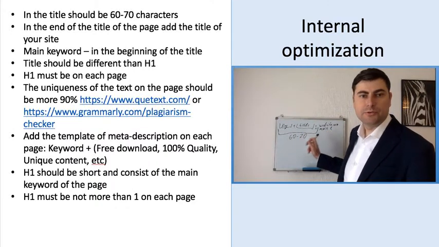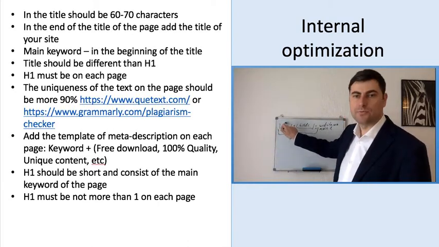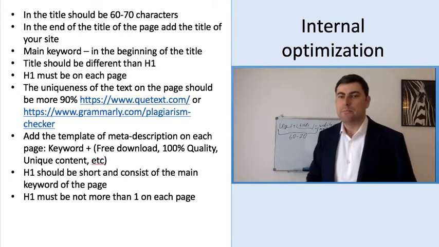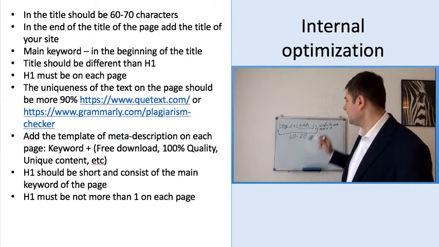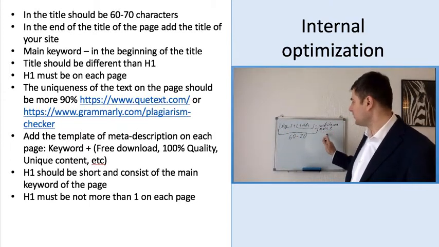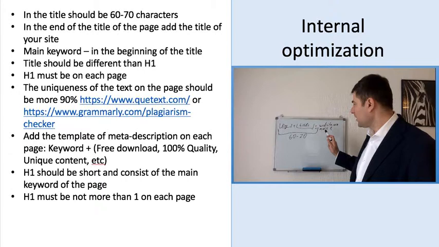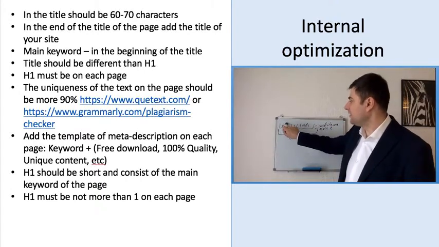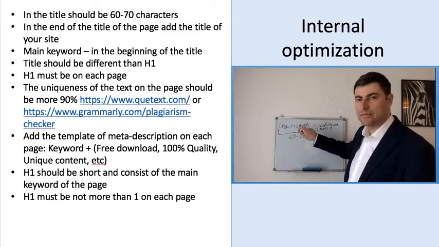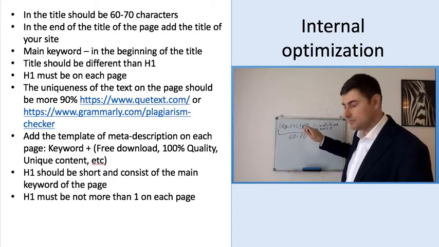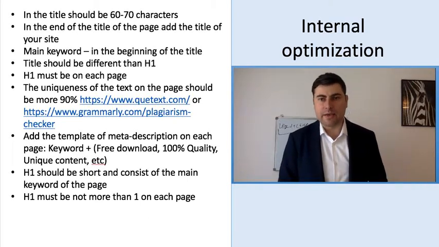So I already told you, the main keyword goes in the beginning of the title. Main keyword means the main keyword for this category, for this page. This is not the main keyword for the whole website that you want to be on top for. Here the keyword is related to the category, subcategory, and title, the name of the video on this exact page. Okay. Then the title should be different than H1.